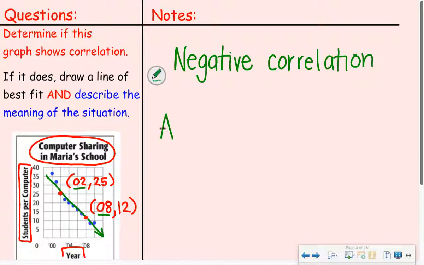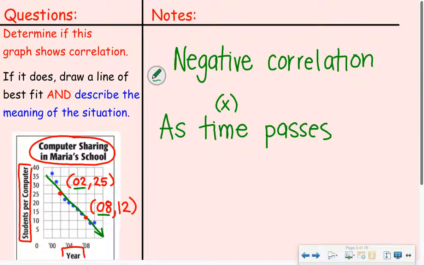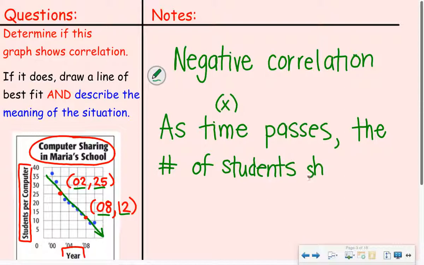So we're going to say as time passes, and I'm going to label time as our x value because x was our year. What's happening to y? Well, we went from 25 down to 12. So this number is decreasing. Our y value is students per computer, so that's what's decreasing. So as time passes, the number of students sharing a computer decreases.